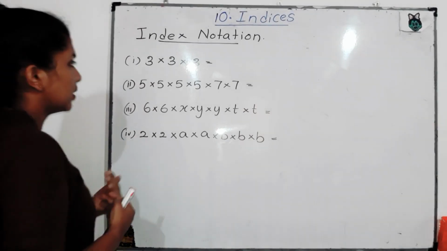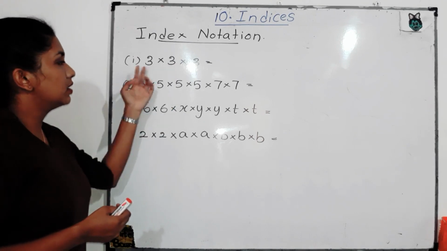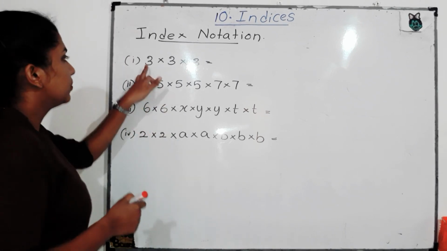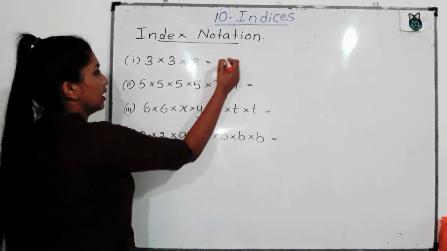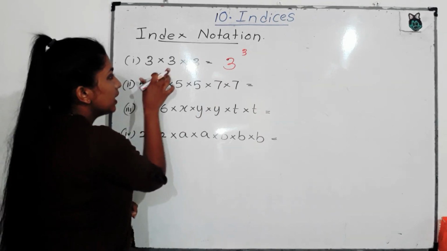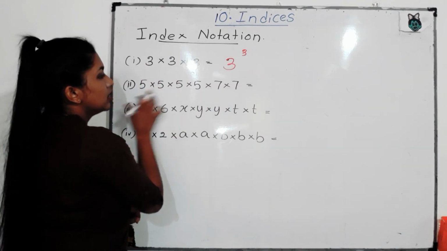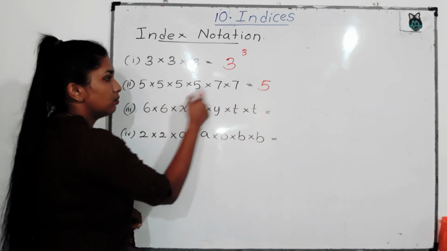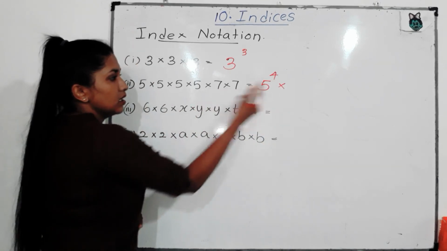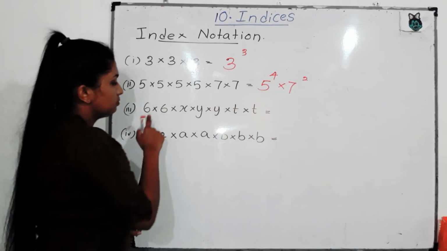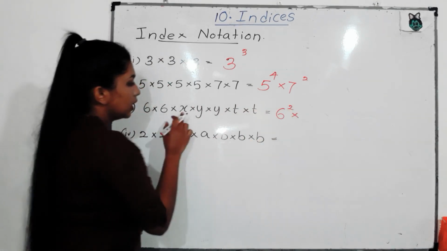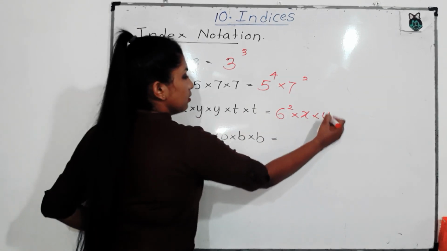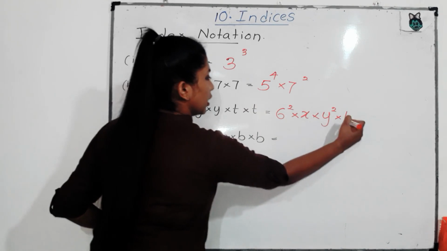Now this one is the reverse process of the previous one. Now I have given you the expanded form. Then you have to write this one in the index notation. 3 into 3 into 3 can be written as 3 to the power 3. There are 3 3's, then 3 to the power 3. Now in this there are 2 bases, 5 and 7, then 5 to the power 4 into 7 to the power 2. This one, 6 to the power 2 into, there is only 1 x. y into y, y to the power 2, and t into t, t to the power 2.